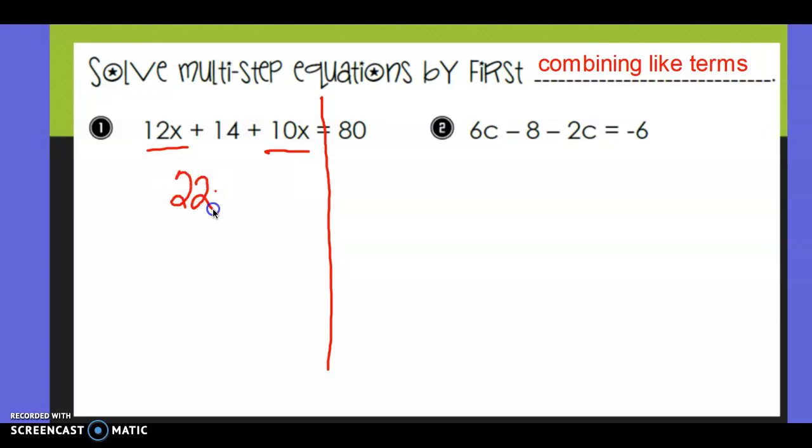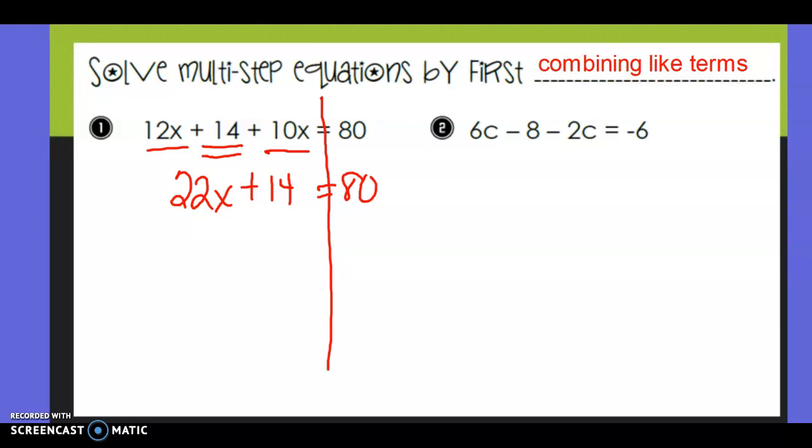They add up to 22x. I can't combine my 14 with anything, so I just bring it down. So my left side actually simplifies to 22x plus 14. I bring down my equal sign and my 80. Now I'm back to a problem that we've recently completed. This is a two-step equation.